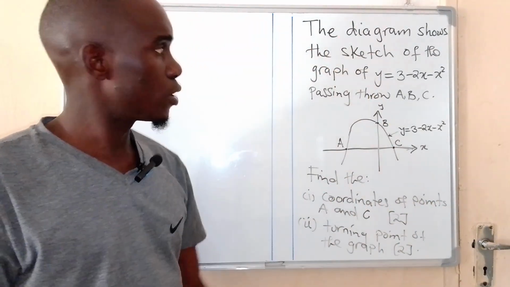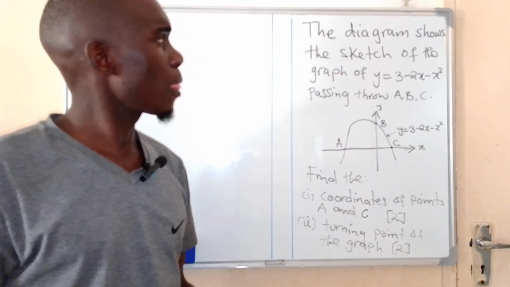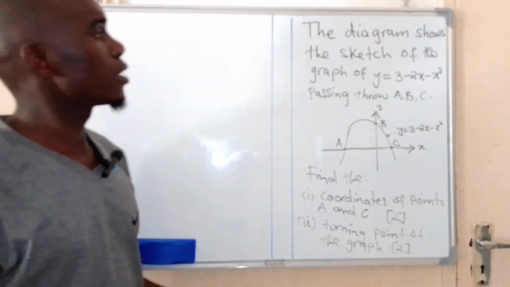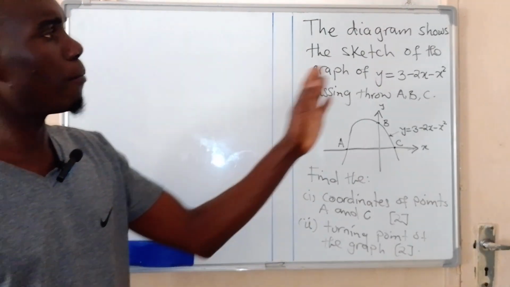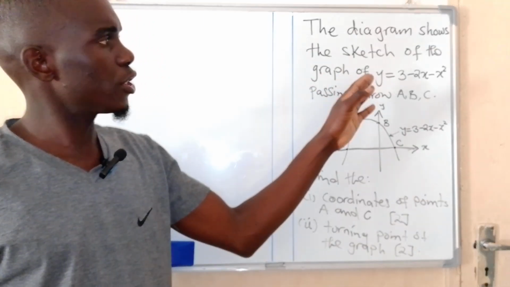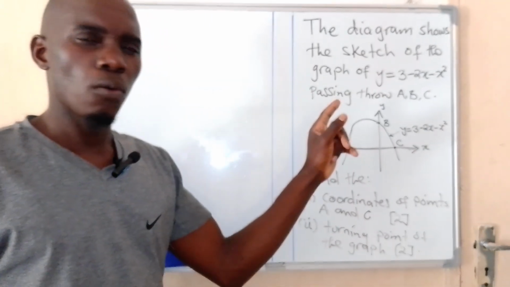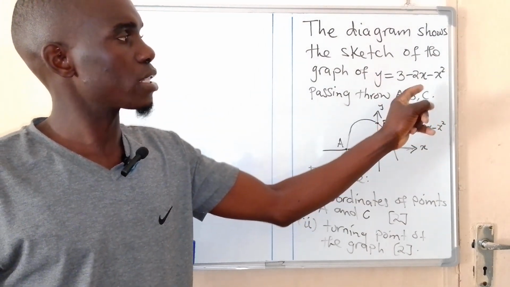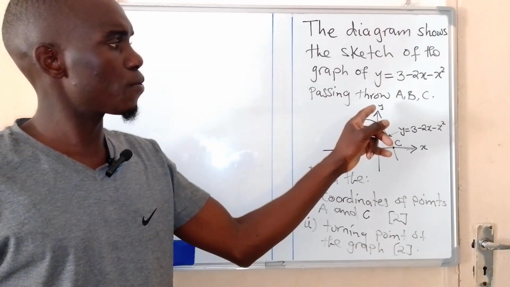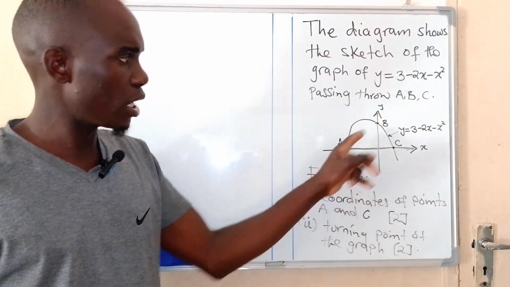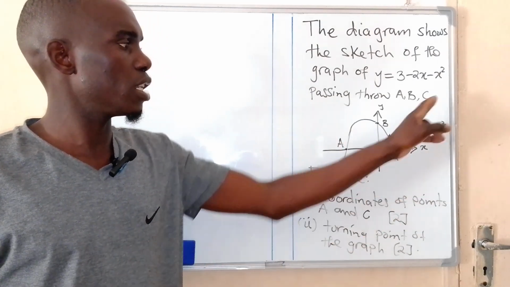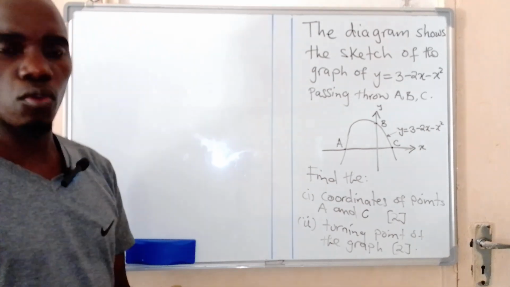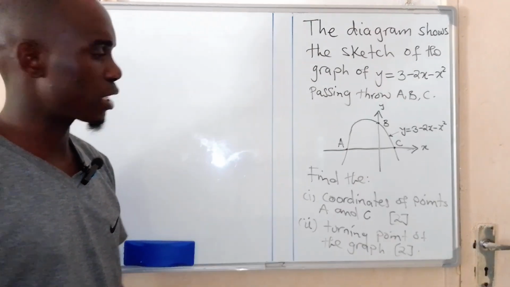Today we are doing quadratic equations, and we have one question here. The question says the diagram below shows the sketch of the graph of y equals 3 minus 2x minus x squared, passing through A, which is here, B, which is right there, and C, which is here. Based on the same information, we have two questions to handle, giving you 4 full marks.